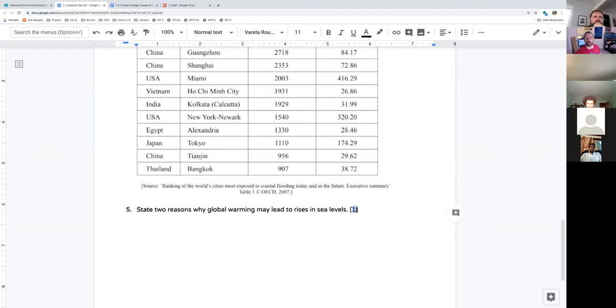Now, that's worth one mark, and it's asking for two reasons, which means that if you only give one reason, you don't get a mark. You have to state both reasons in order to get that one mark.